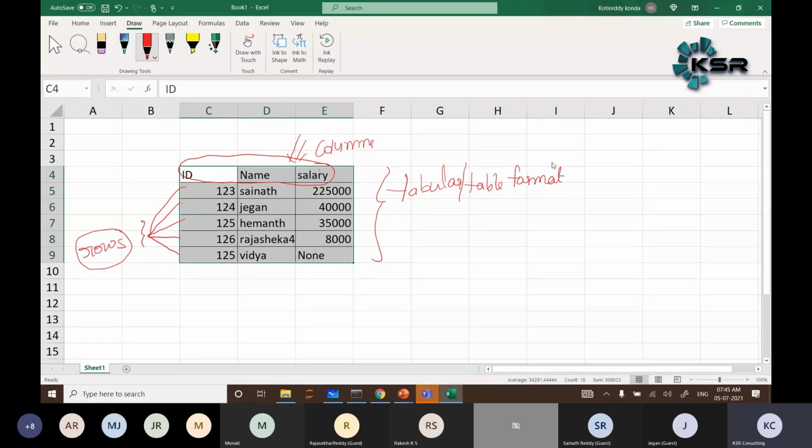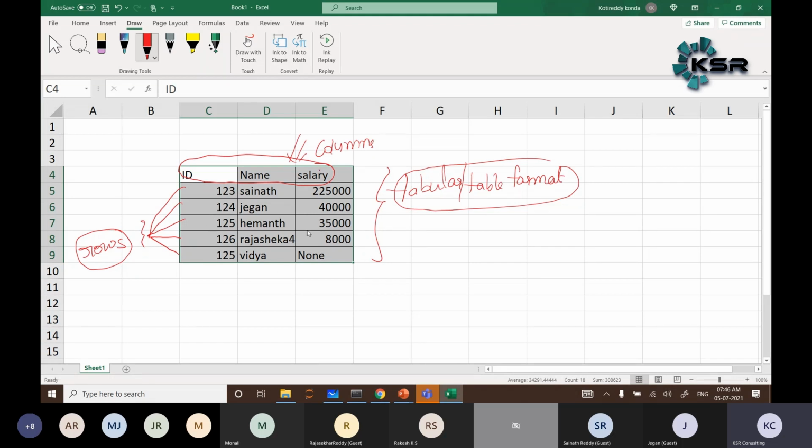Tabular format. Tabular means table format of the given data. By just looking at this data, we are able to store the data, or we are able to understand it by just looking at this table. What do you say? This is a table which consists of some employees' information.